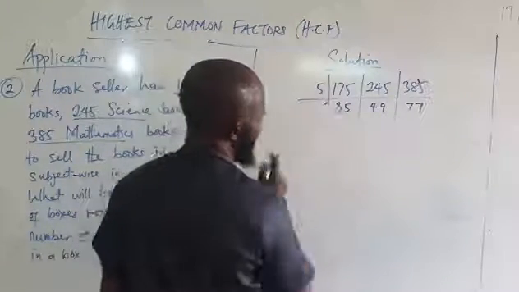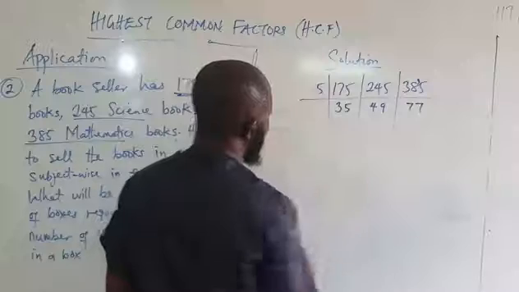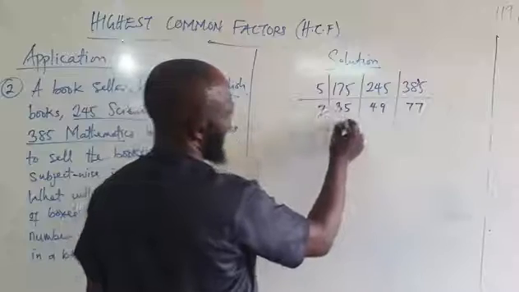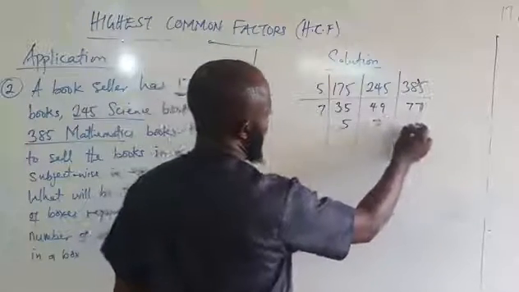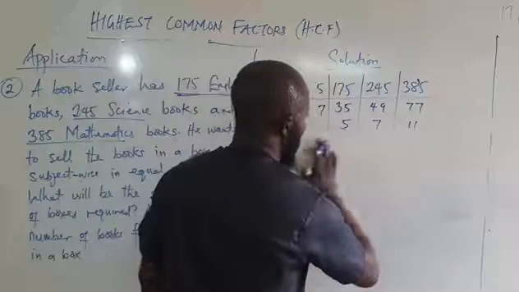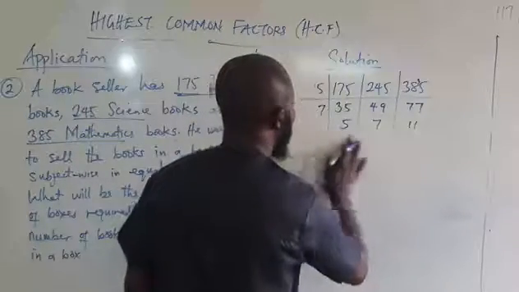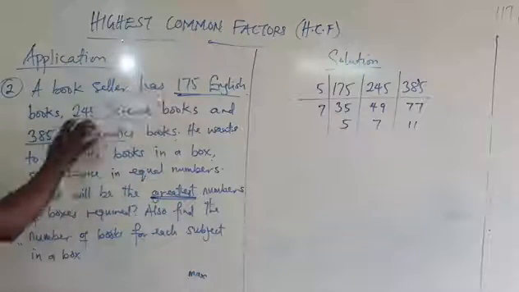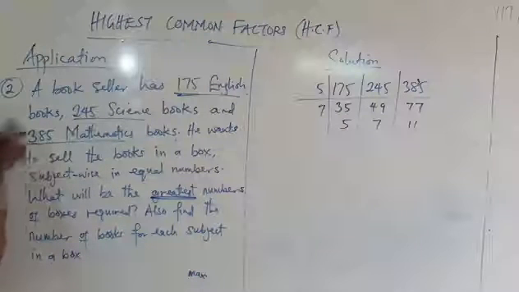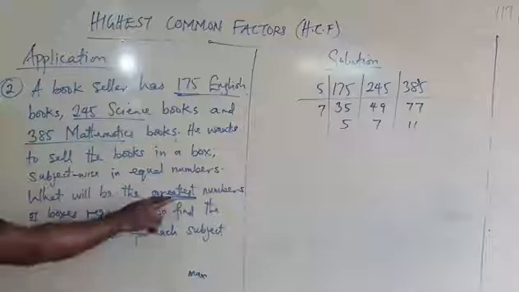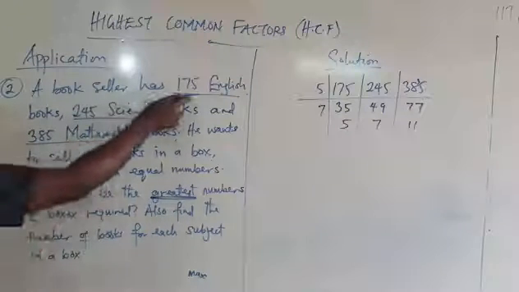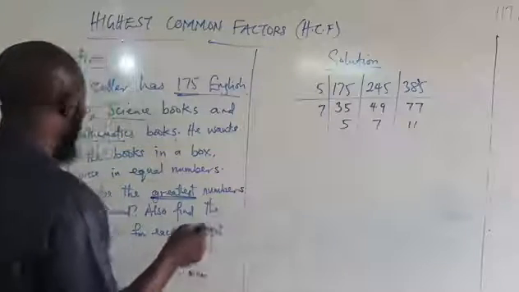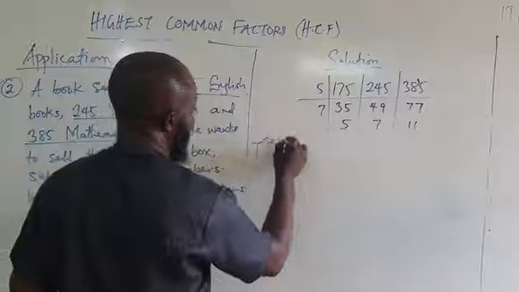So what can go? 5 cannot go again. Here, 35, 7 can go here, 7 can go here, 7 can go here. So we can use 7. 7 here is 5, 7 here is 7, 7 here is 11. So do you have any number that can go again? This is the highest number that can divide this into equal parts, and can also divide this one into equal parts. That's the greatest number, that's the HCF.